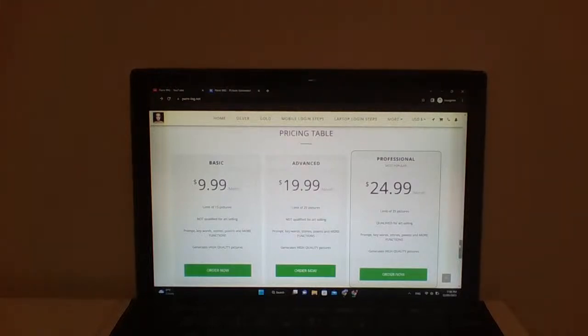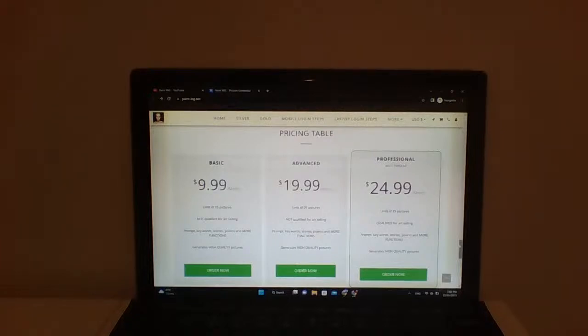I would like to take you and have a look at our advanced plan. The advanced plan is just $19.99. For the advanced plan, we offer a limit of 25 pictures. Unfortunately, you're not qualified for art selling, which means that you can't sell your artworks in our online art selling store. However, if you just pay $4.99 more a month, then you are qualified for art selling if you purchase our professional plan.